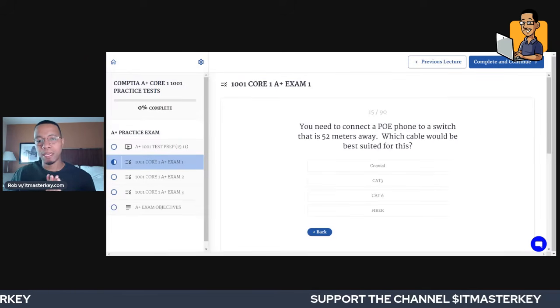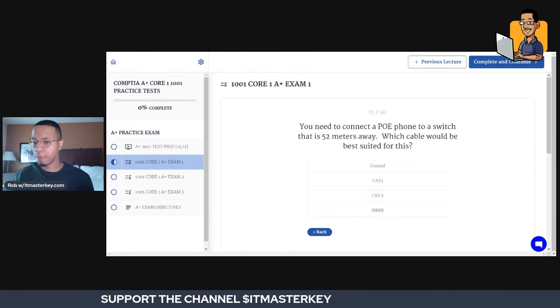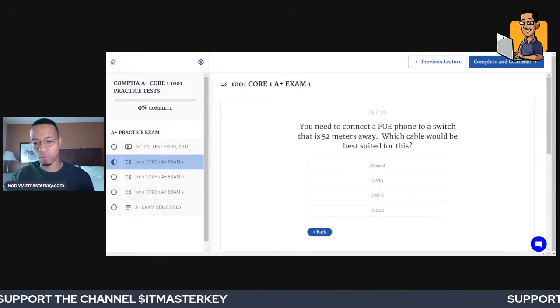You need to connect a PoE phone to a switch that is 52 meters away. Which cable will be best suited for this?